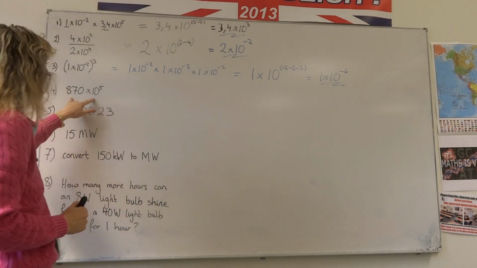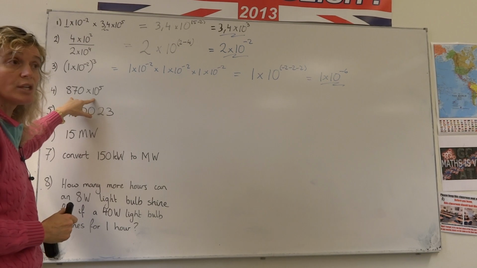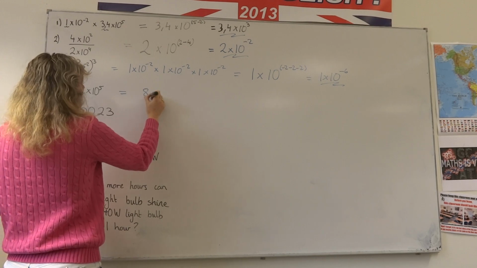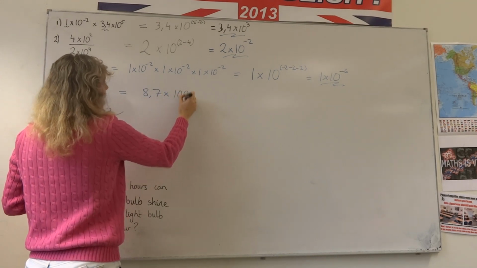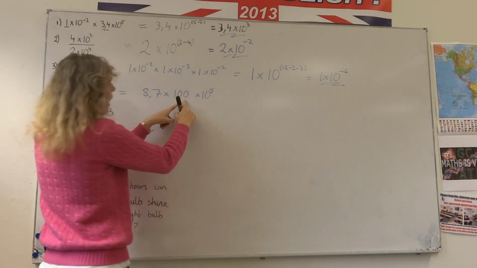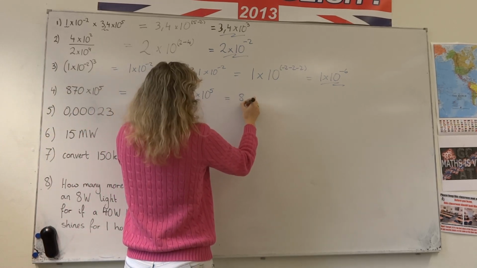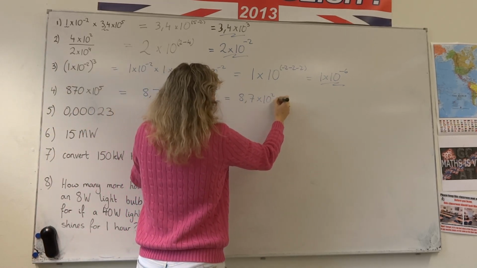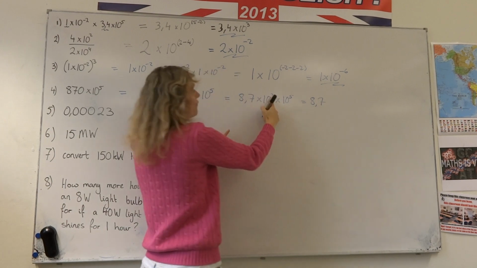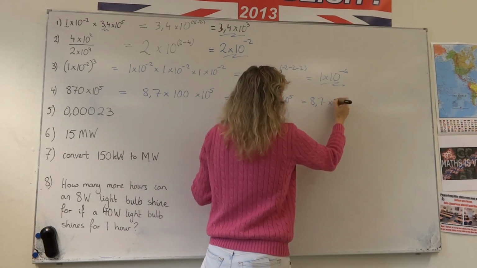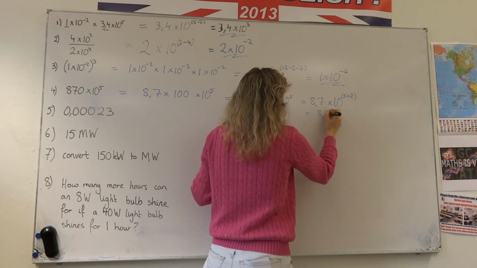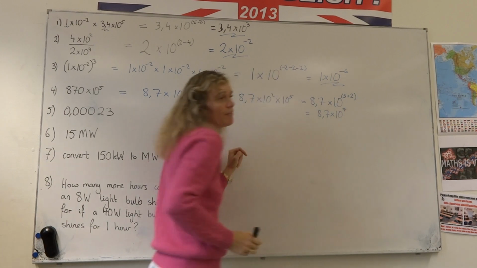Then I wanted you to convert this one to proper scientific notation. It means one number, one decimal point. 870 is the same as 8.7 times 100. This part here, times 10 to the 5. 100 is the same as 10 to the 2. So it's 8.7 times 10 to the 2 times 10 to the 5. Which is 8.7. The 5 and the 2 get added here. Times 10 to the power of 5 plus 2. Giving you 8.7 times 10 to the power 7.